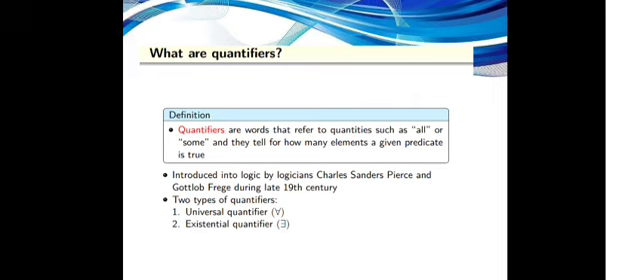Then we should know what a quantifier is. Quantifiers are words that refer to quantities such as all or some, and they tell for how many elements a given predicate is true. They were introduced into logic by the logicians Charles Peirce and Gottlob Frege during the late 19th century. There are two types of quantifiers: the universal quantifier and the existential quantifier.